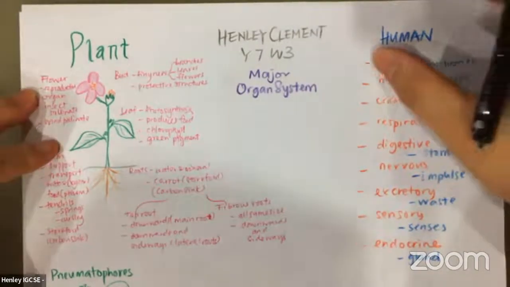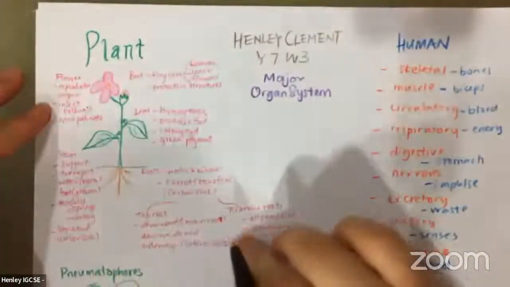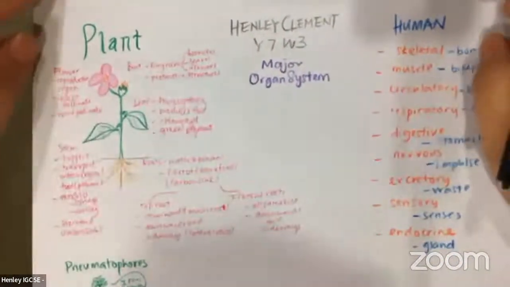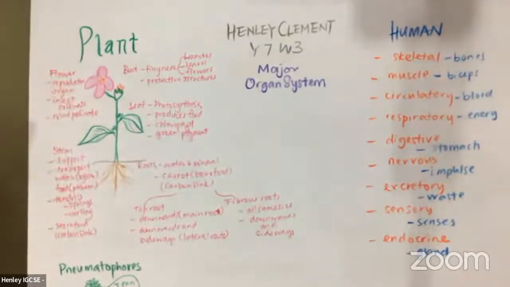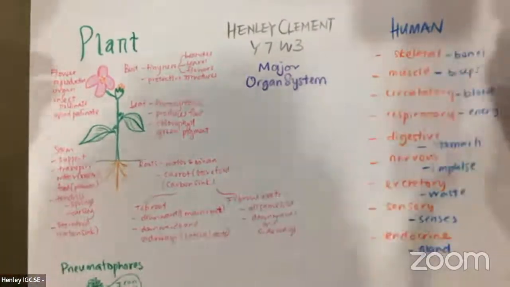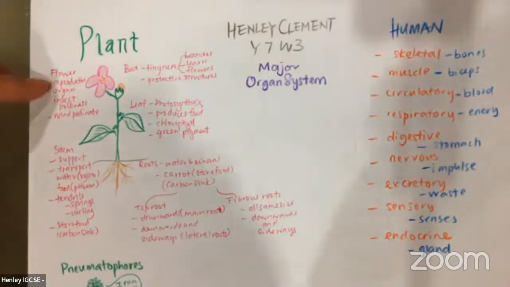This is plant. Let's go to the plant first. Okay, plant on this side. We have two. In this syllabus we need to learn plant and human organ systems, and this is the first part, which is the plant. Plant is slightly easier.